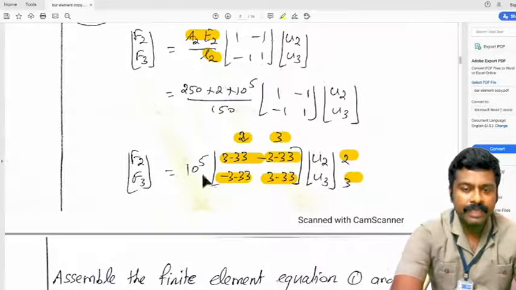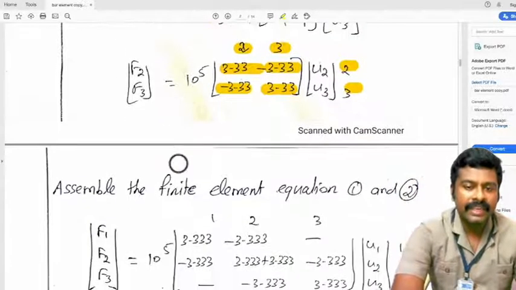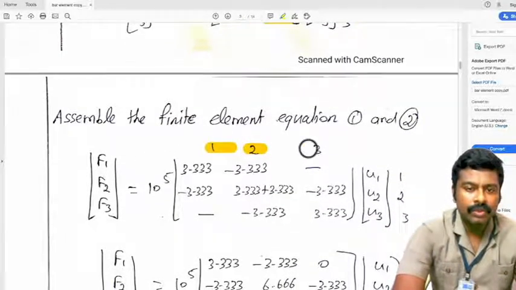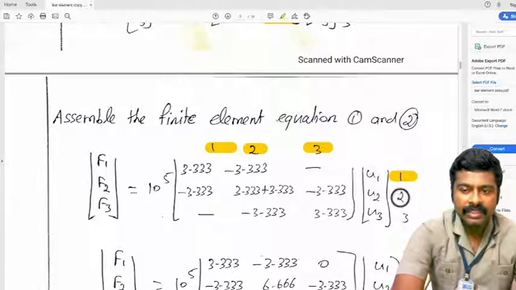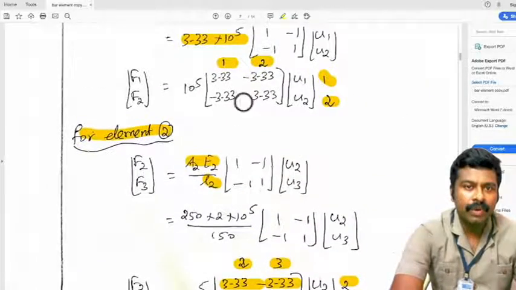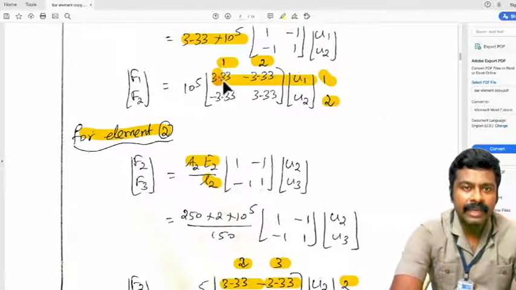The next step is to assemble the final element equations 1 and 2. This is node 1, node 2, node 3. These values represent node 1, node 2, node 3, and this one is node 1, node 2, node 3. This represents the total 3 nodes. Therefore, here we assemble for element 1, 1 and 1 equal to 3.33.